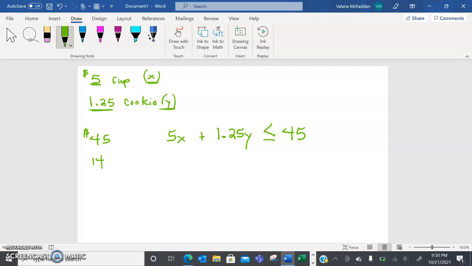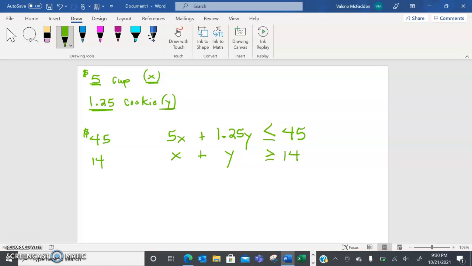The next part says she must buy at least 14 cupcakes and cookies altogether. So however many cupcakes she buys plus however many cookies she buys, it has to be at least 14. So it would be okay if she bought more than 14, but at least equal to 14. So greater than or equal to 14.